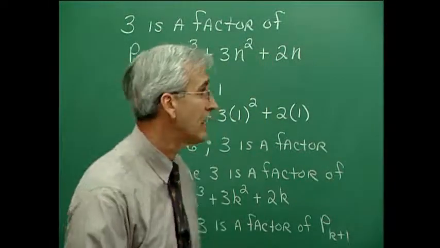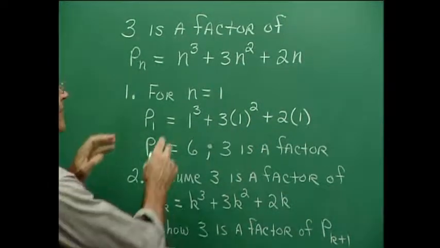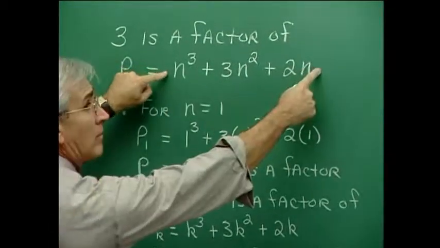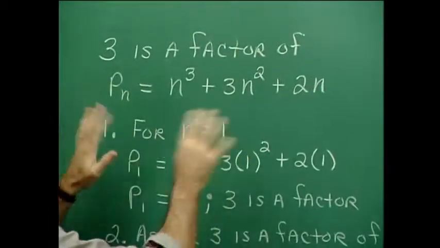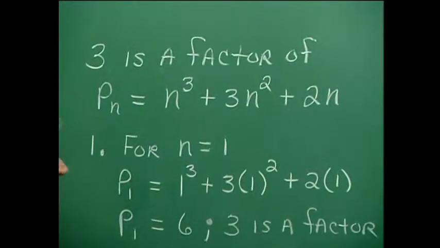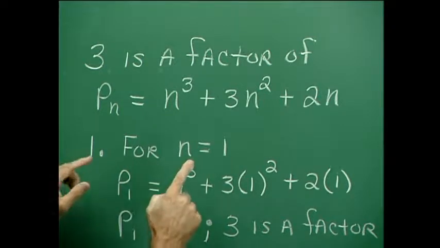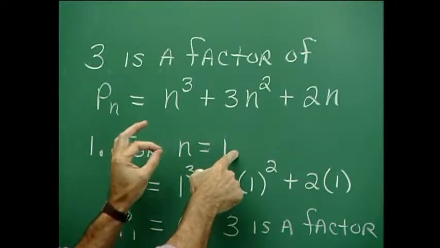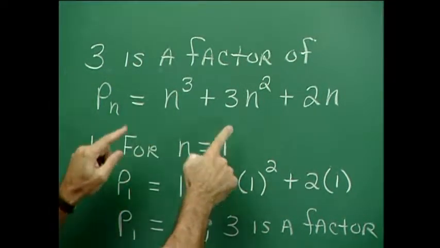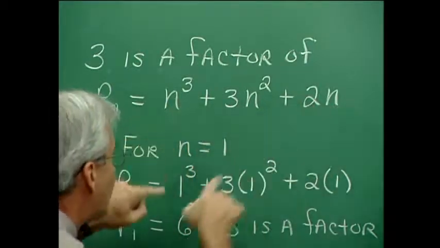Suppose we want to show that 3 is a factor of polynomials in this form where n is any positive integer. Now, to show that, we have to show first of all that when n is 1, 3 is a factor of the polynomial when n is replaced by 1.